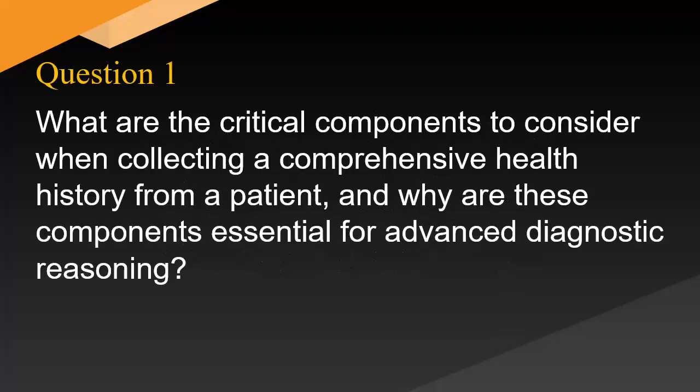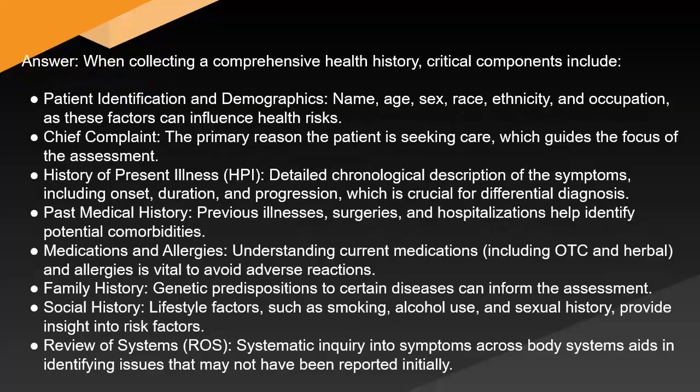What are the critical components to consider when collecting a comprehensive health history from a patient, and why are these components essential for advanced diagnostic reasoning? Answer: when collecting a comprehensive health history, critical components include patient identification and demographics, name, age, sex, race, ethnicity, and occupation, as these factors can influence health risks.